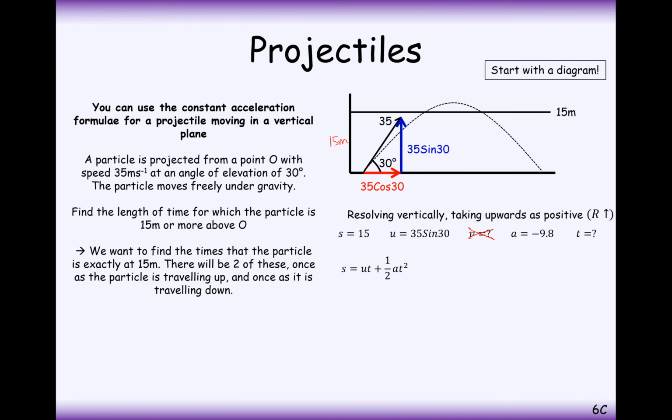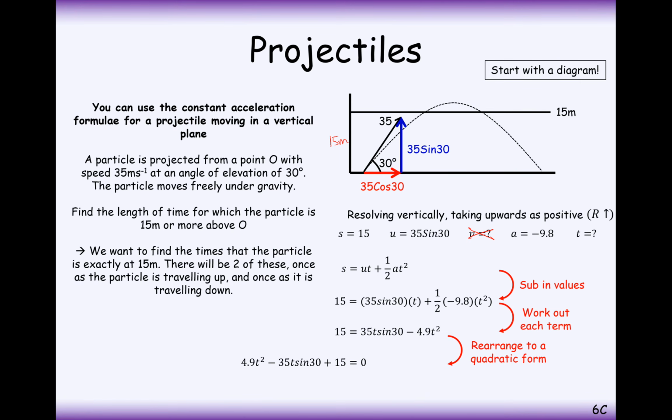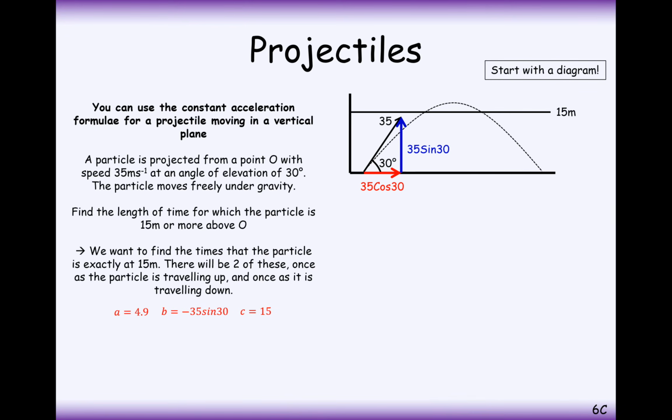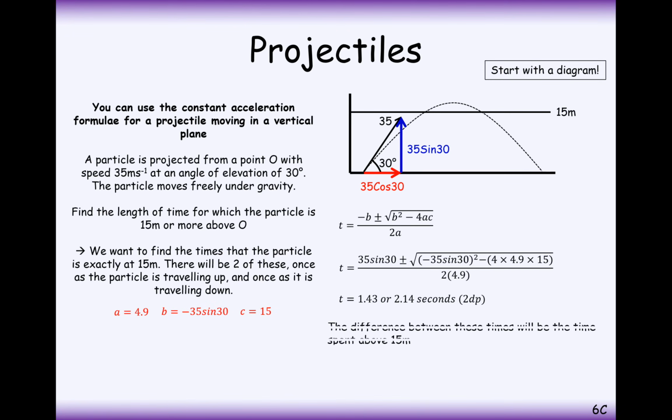So s equals ut plus half at squared will initially spring into mind. Substitute in all the values. We want a distance 15 above the horizontal, initial speed of 35 sin 30 times t, half of minus 9.8 times t squared. Simplify all of your terms there, take it all onto one side, and then use the quadratic formula, or you can use the quadratic equation solver in your calculators. You could do it all this way, or you could just bung it straight into your calculator.